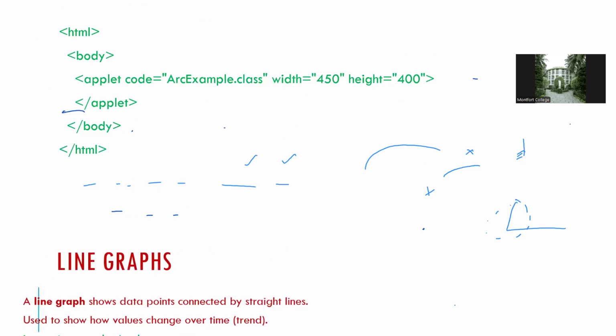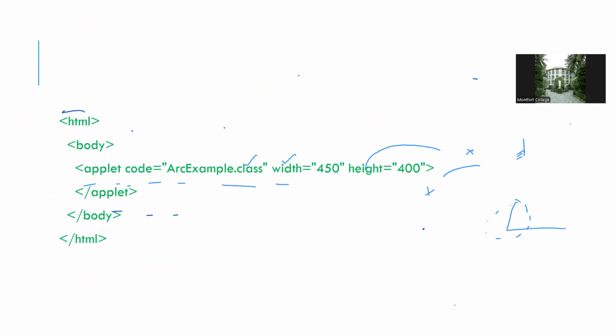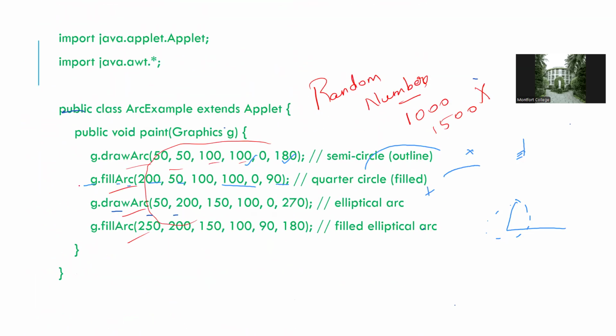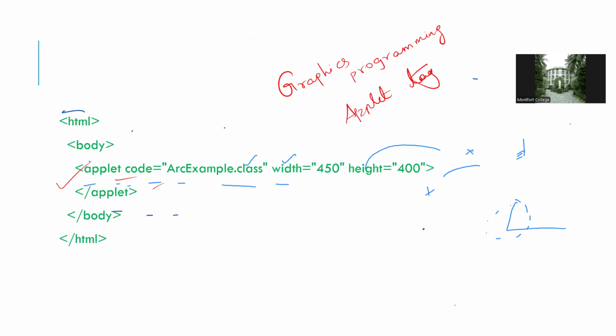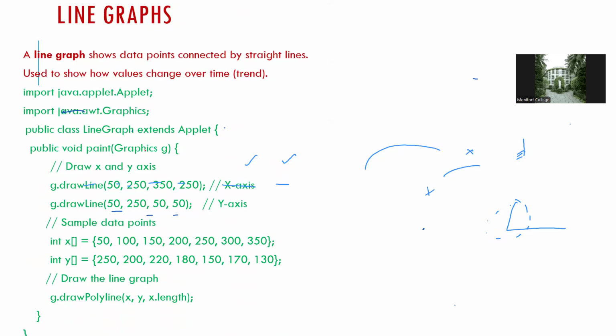Next, for every graphics programming, you have to do one thing. For every graphics programming, we have something called the applet tag, which we should mention. If you notice here, we have this applet tag in all the programs. So if you're writing a graphics program, the applet tag has to be there. Next, line graphs.